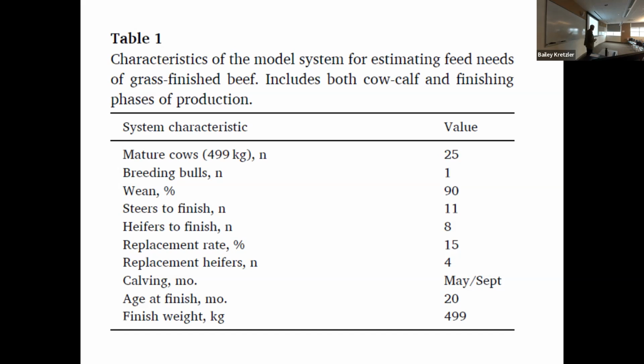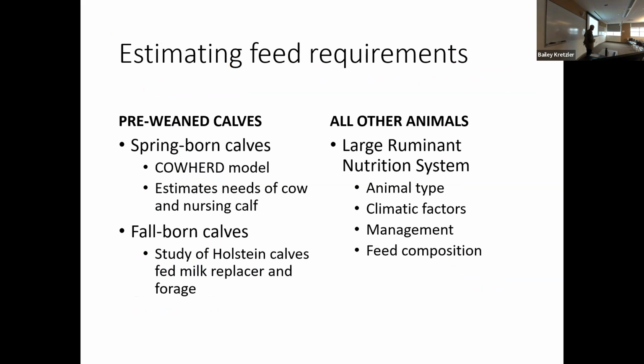You don't need to remember these numbers, although we'll come back to some of these later. But this gives you an idea of the size of the system. You can see you have to maintain 25 cows to get this output of 19 finished animals. And as you'll see, this ends up having a big impact on feed.